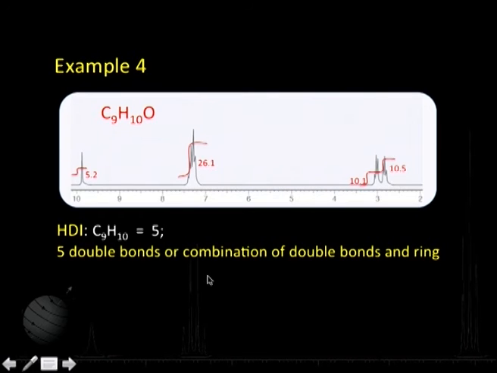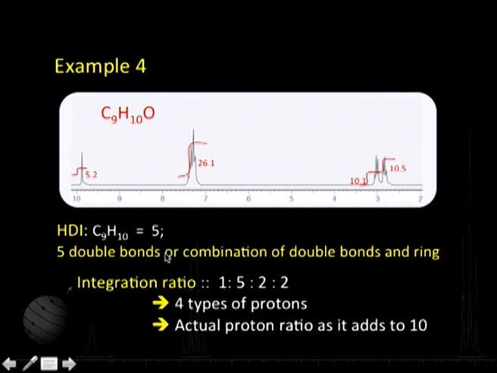That means I expect 5 double bonds, or a combination of double bonds and rings. Maybe there is 1 ring, or there are 2 rings and 3 double bonds, or maybe 1 double bond, and so on and so forth. There are different combinations we can think of. But the bottom line is that for this molecule, the HDI happens to be 5. Okay.